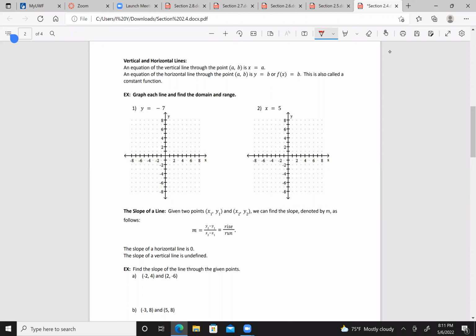Okay, y equals negative 7. Right there. What possible x values? Domain is all reals. The range, however, is only negative 7. Probably best to list that as a set, not really an interval. Okay, then we have x equals 5. Well, that is a vertical line. The domain in this case is 5, and the range is all reals.